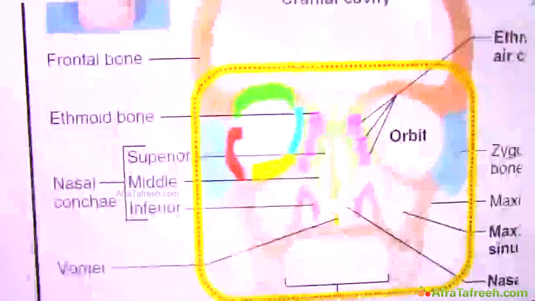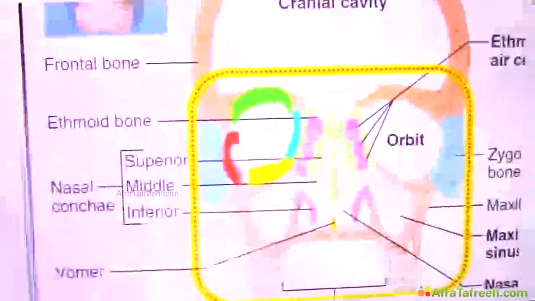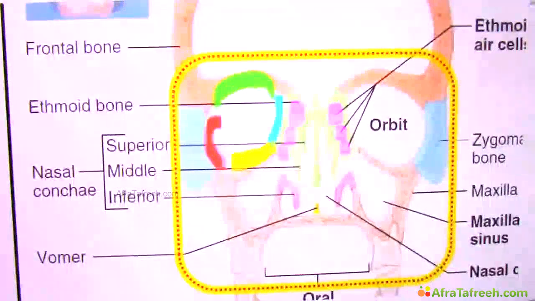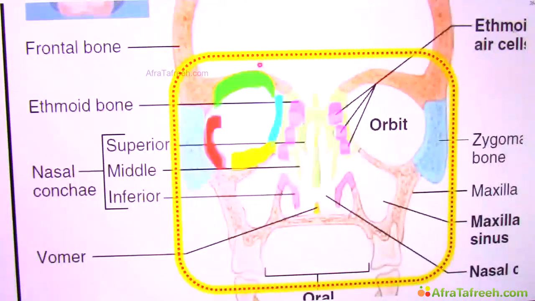But my point is, if you're talking about the orbit, you already know there are two bones at the roof, two bones in the lateral wall, four bones in the medial wall. How many are there at the floor? Three. Three at the floor, four in the medial wall, two in the roof, two in the lateral wall.